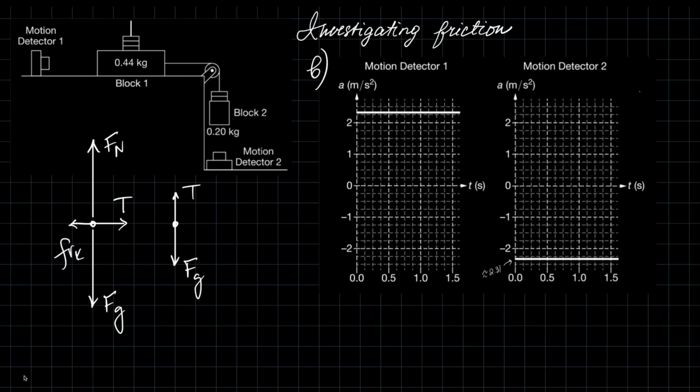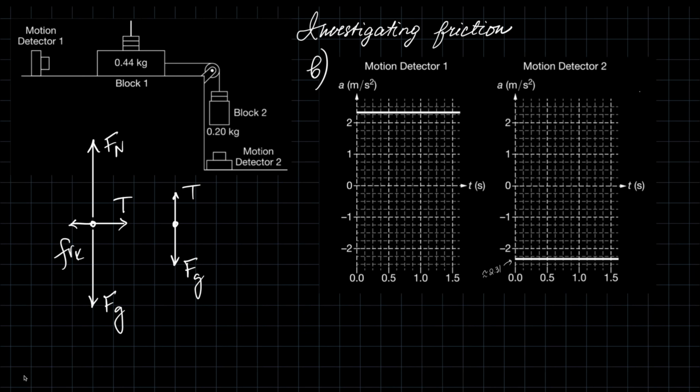In part B, this contraption is in motion, so therefore static friction is overcome, and we're dealing with kinetic friction. These two motion detectors are giving us the acceleration of block 1 and block 2. And you see how one acceleration is positive and the other one is exactly the same but negative. In terms of magnitude, they're the same, about 2.31 meters per second squared. Why is that? Because positive is away from the detector. Block 1 is moving away from motion detector 1, so therefore acceleration is positive, but block 2 is approaching motion detector 2, so therefore its acceleration is negative.